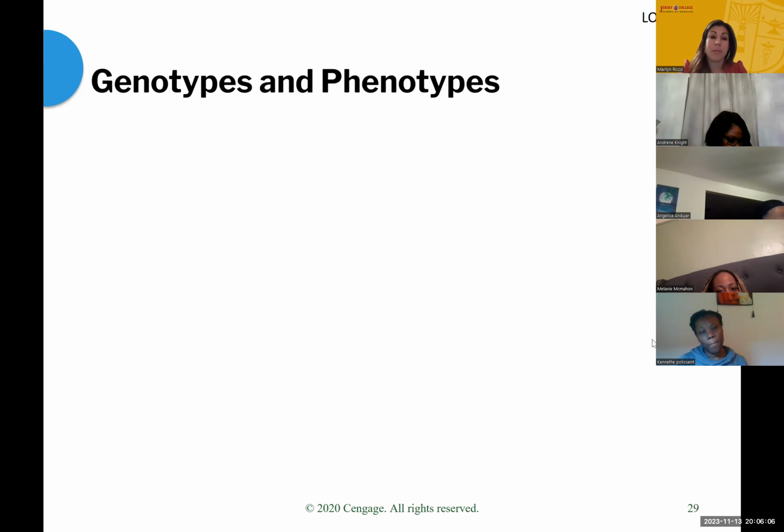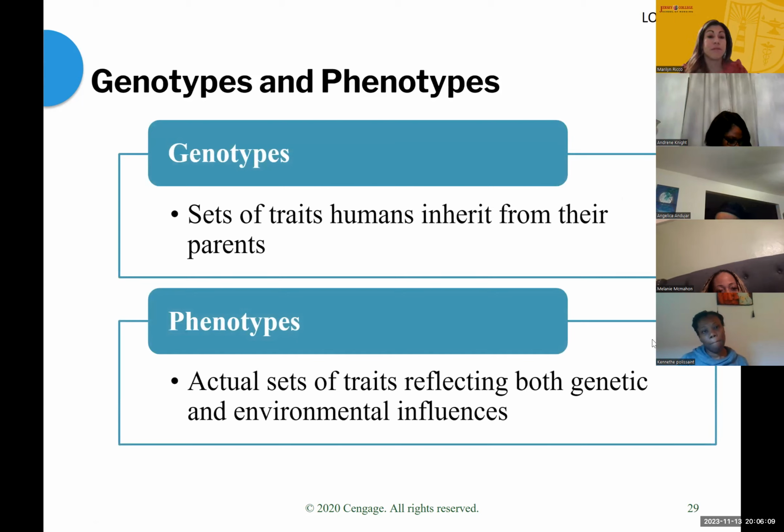All right, so heredity and environment. Now we have what we call genotypes and phenotypes. The genotype is the set of traits humans inherit from their parents, and phenotypes are the actual sets of traits reflecting both genetic and environmental influences. So like I said, when we talk about all the problems that babies are being born with, they're getting these genotypes and phenotypes. They're born with them. The genotypes are just the traits that are inherited from the parents, but the phenotypes are both. It includes the environmental influences, which is the air that parent is breathing, the food that they're eating, and all the other things that they're doing environmentally that can affect that baby.